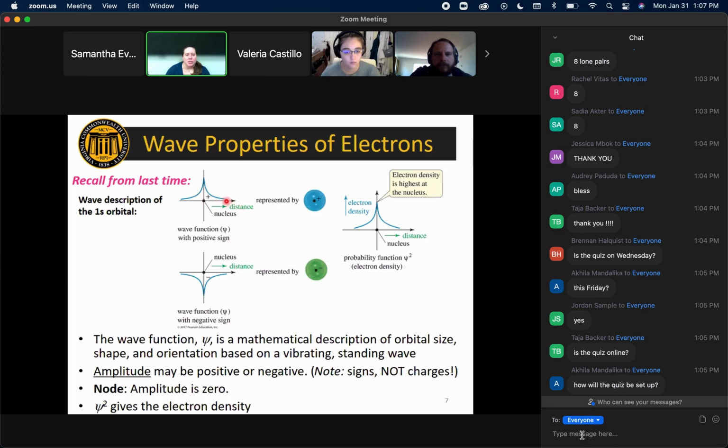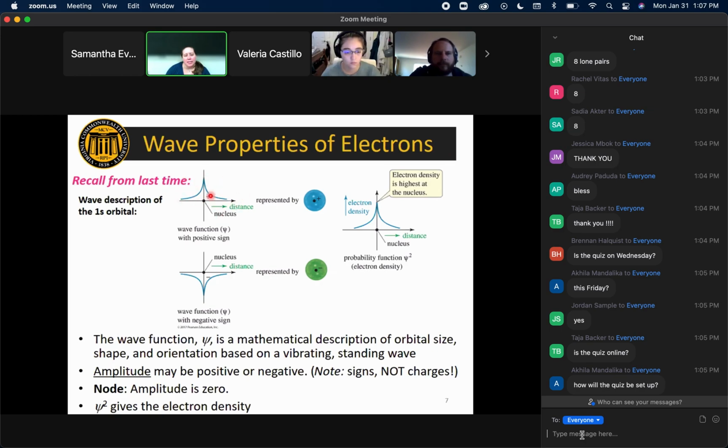So for the 1s orbital, that graph looks like this, where the likelihood of finding it closer to the nucleus is high, which should make sense because opposites attract, right? The positive nucleus and the negative electron. And the farther you get away from the nucleus, the less likely it is that the electron's hanging out way out here.